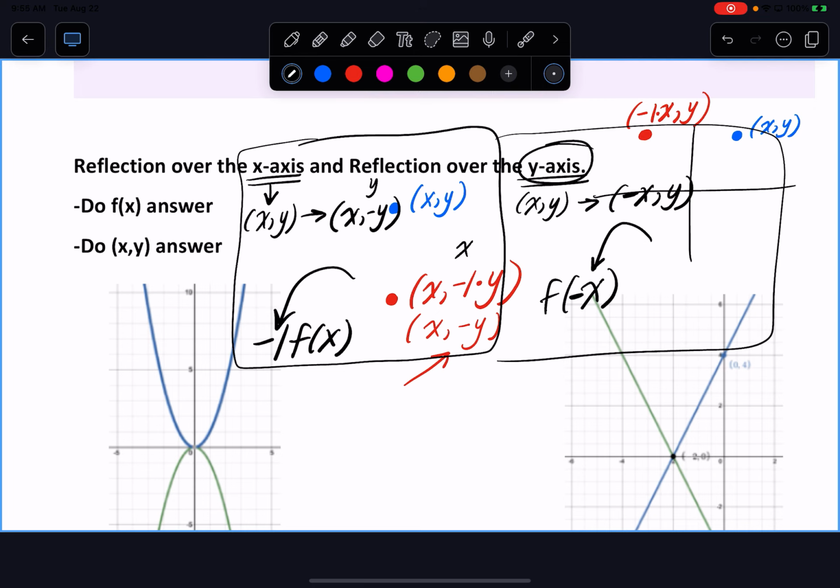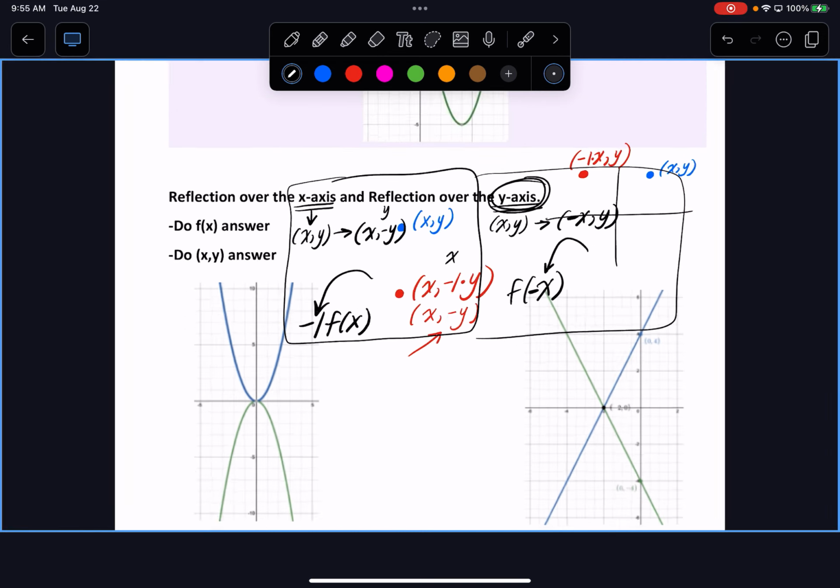That's the reflection over the y-axis. So you just have to memorize where the negative goes. If it's on the outside, it was a reflection over the x. If it's on the inside, it's a reflection over the y. It's just a matter of where it is. Now, like I said, we're not getting into mathematically why it is right now, but we can later if we have time for that.